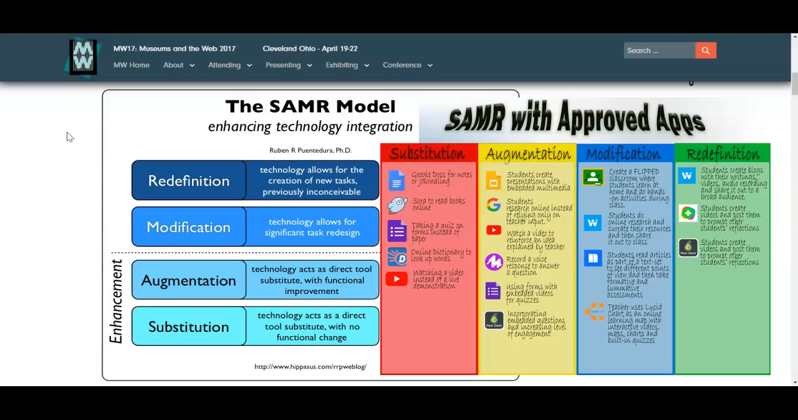The addition of any level of technology is always beneficial to students, but the goal should be to stay above the line, so to speak, between modification and augmentation. When we modify or redefine lessons with technology, we're preparing students for the 21st century, and that is essential.